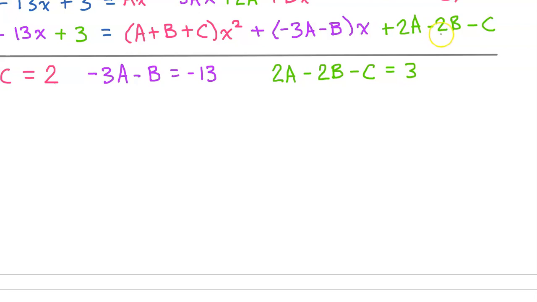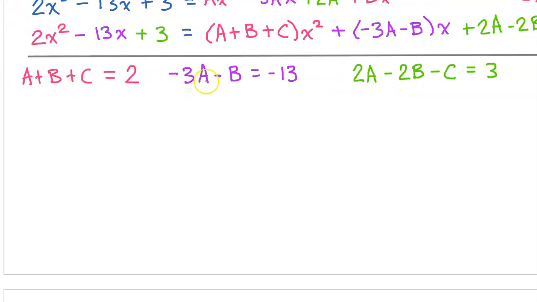Finally, setting the constant terms equal to each other, we get 2a minus 2b minus c is equal to 3. We can solve this system of 3 equations and 3 unknowns using substitution and elimination. Let's start with the middle equation because it only has 2 variables. Adding b to both sides and adding 13 to both sides gives us b equals negative 3a plus 13.